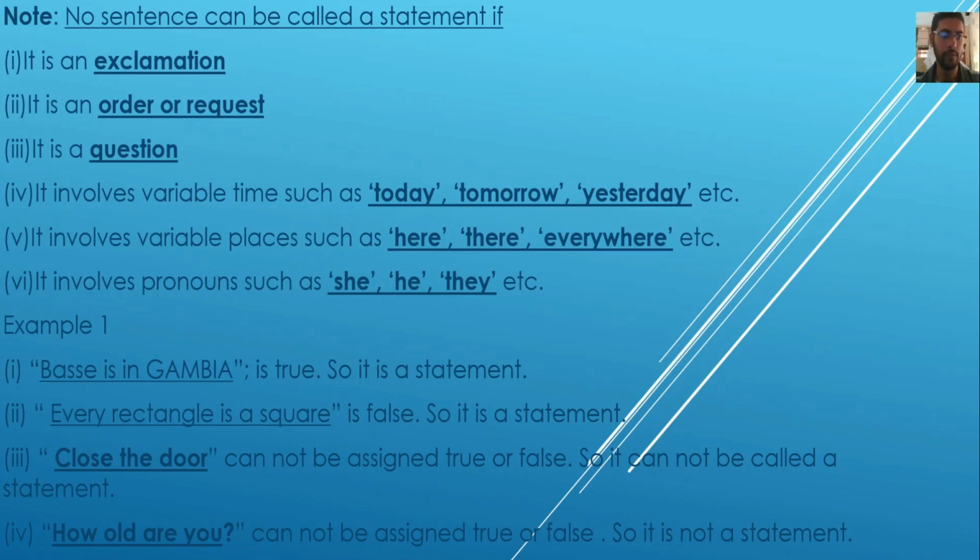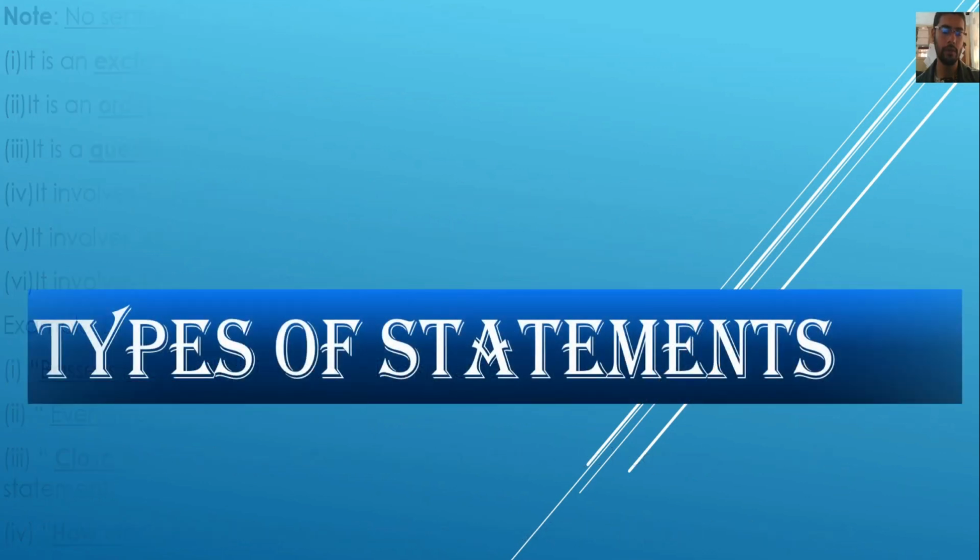So example number 1, one bus in Gambia is true, so it is a statement. Every rectangle is a square is false, so it is a statement. Close the door cannot be assigned true or false because it is a command, so it cannot be called a statement. How old are you cannot be assigned true or false because it is a question, so it is not a statement.